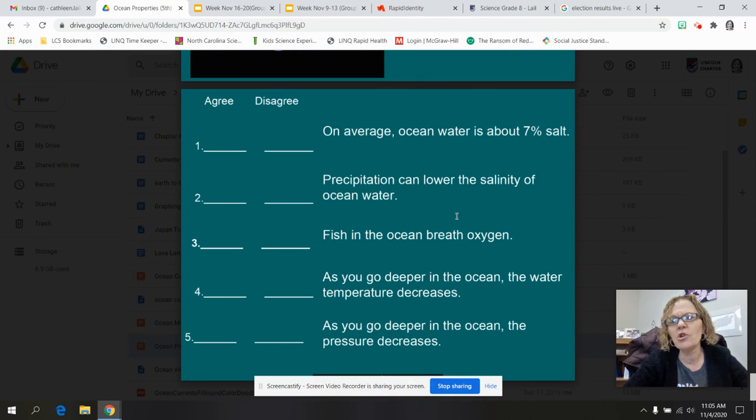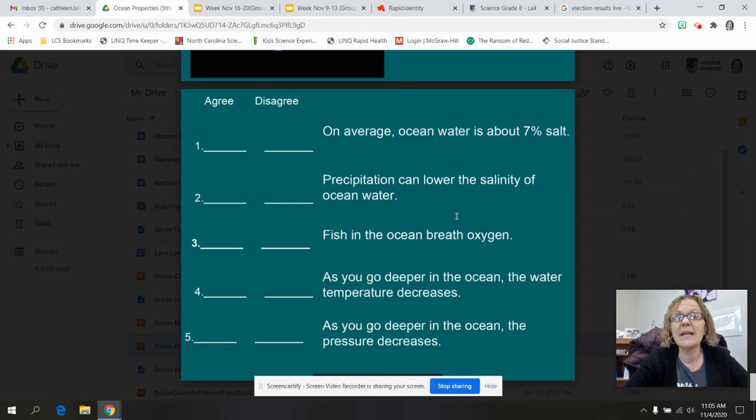On average, ocean water is about 7% salt. No, that's twice as much as it averages. 3.5% is the average. Precipitation can lower the salinity of ocean water. Agree. Yes, it can, because when precipitation falls, that's fresh water and it's watering down the seawater, so the salinity level drops.